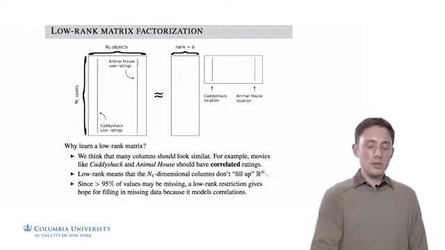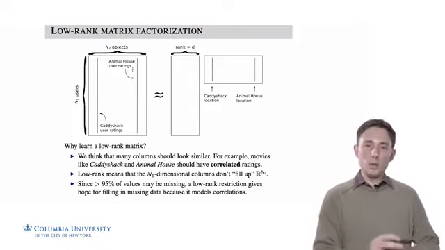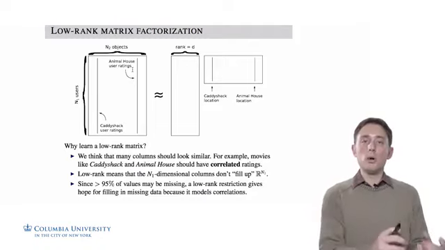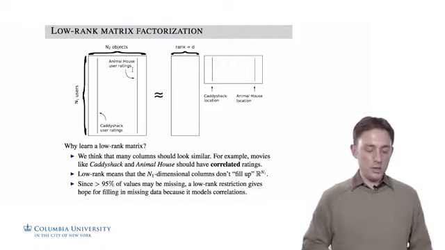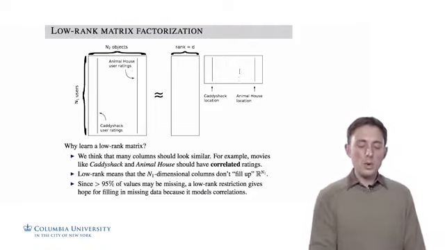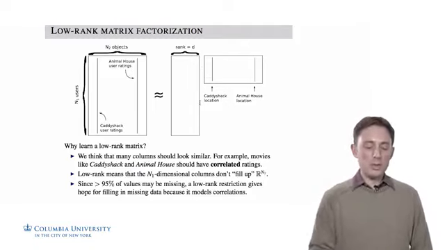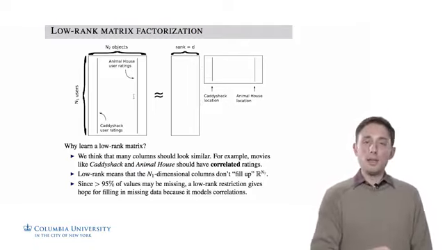They look very similar to each other. That's what we imagine. And if you don't like this example, you could imagine a different example of two other movies that have high correlation in their ratings. And so what low-rank factorizations do is they strictly enforce this type of correlation.